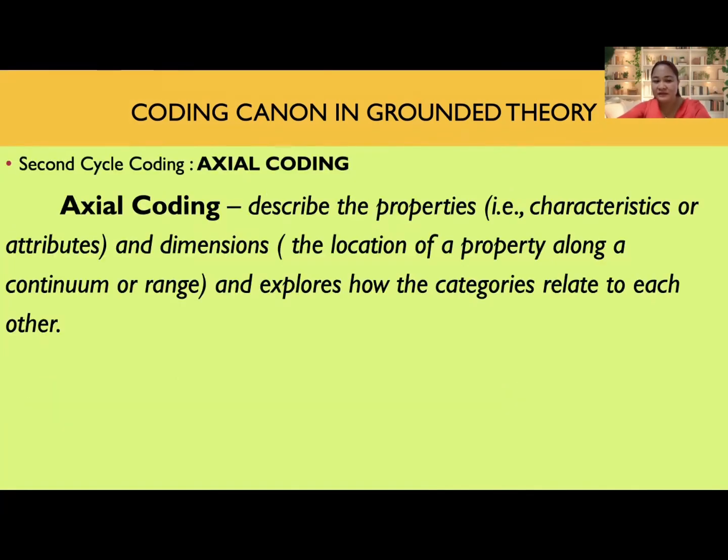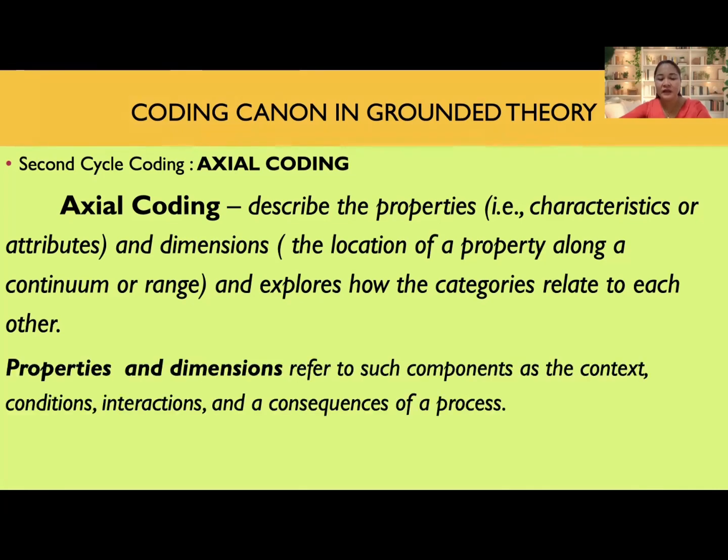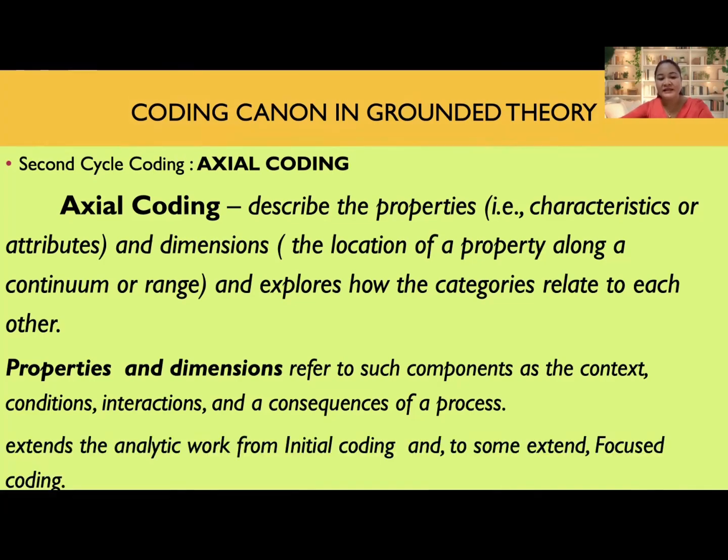Axial coding is part of the second cycle coding. This describes the properties. We have characteristics or attributes, or you can create a dimension, the location of a property along a continuum or range, and explores how the categories relate to each other. There are properties and dimensions. So, identify properties and dimensions in the second cycle. So, refer to such components as the context, condition, interaction, and consequences of a process. Extend the analytical work from initial coding and to some extent focus coding.